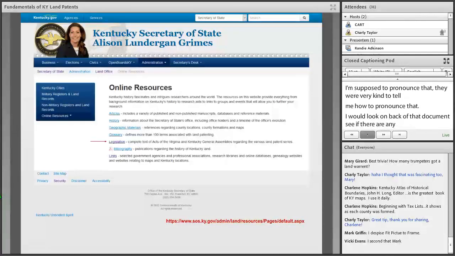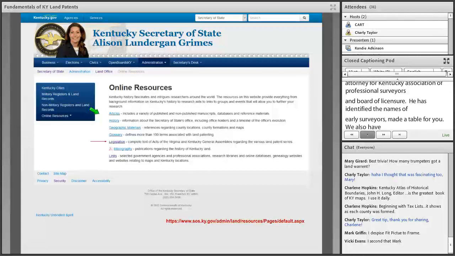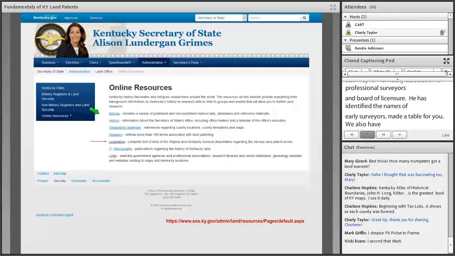I would like to point out the online resources page for you on the Secretary of State's website. We have articles that were written by various people. We've got a listing of early Kentucky surveyors done by Bud Salyer, who was the attorney for the Kentucky Association of Professional Surveyors and the Board of Licensure. And he has identified the names of early surveyors and made a table for you. We also have articles about Kentucky tax lists, and we have several articles by Ron Bryant about Kentucky history.